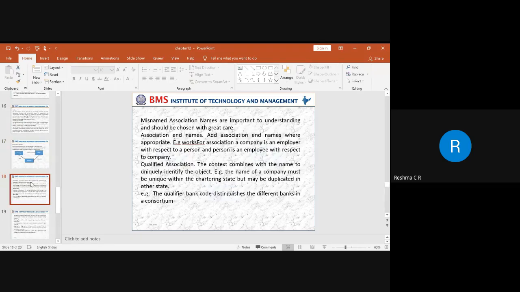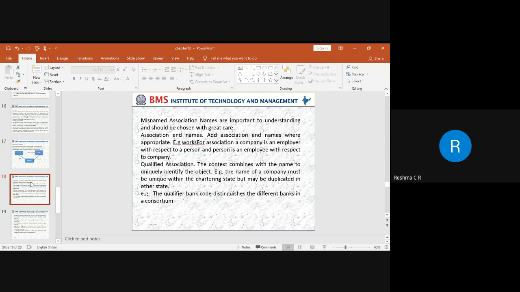So next thing is misnamed association. Sometimes the association name that we provide with respect to a class model can be a mistake or a misunderstanding between the two different classes. So while preparing the naming of an association, we should ensure that it is a proper way of providing the association.